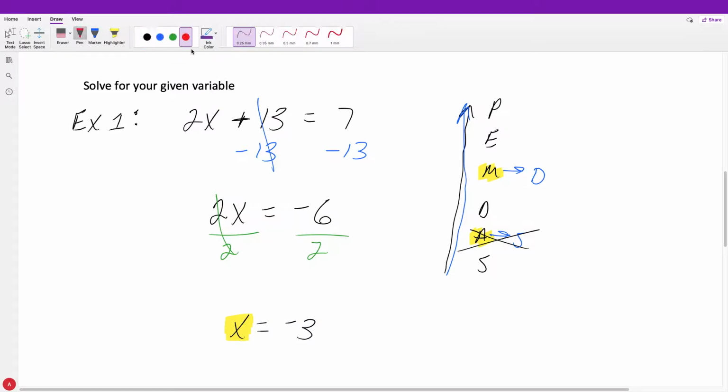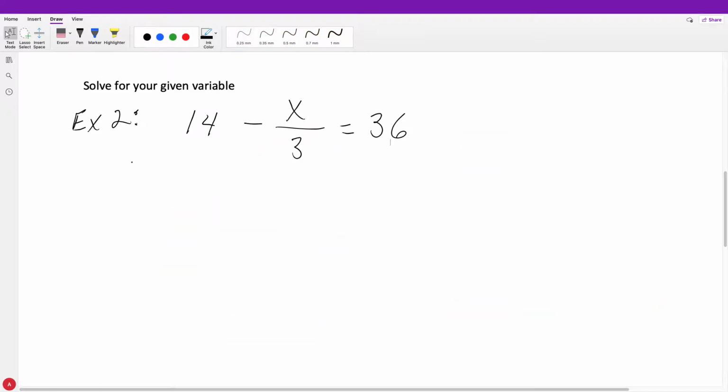Once you solve for your answer, you can go ahead and plug it back into your original problem to see, does this hold true? So does negative 2, or does 2 times negative 3 plus 13 actually equal 7? And it does. So we can check our work. All right, let's go on to another problem.